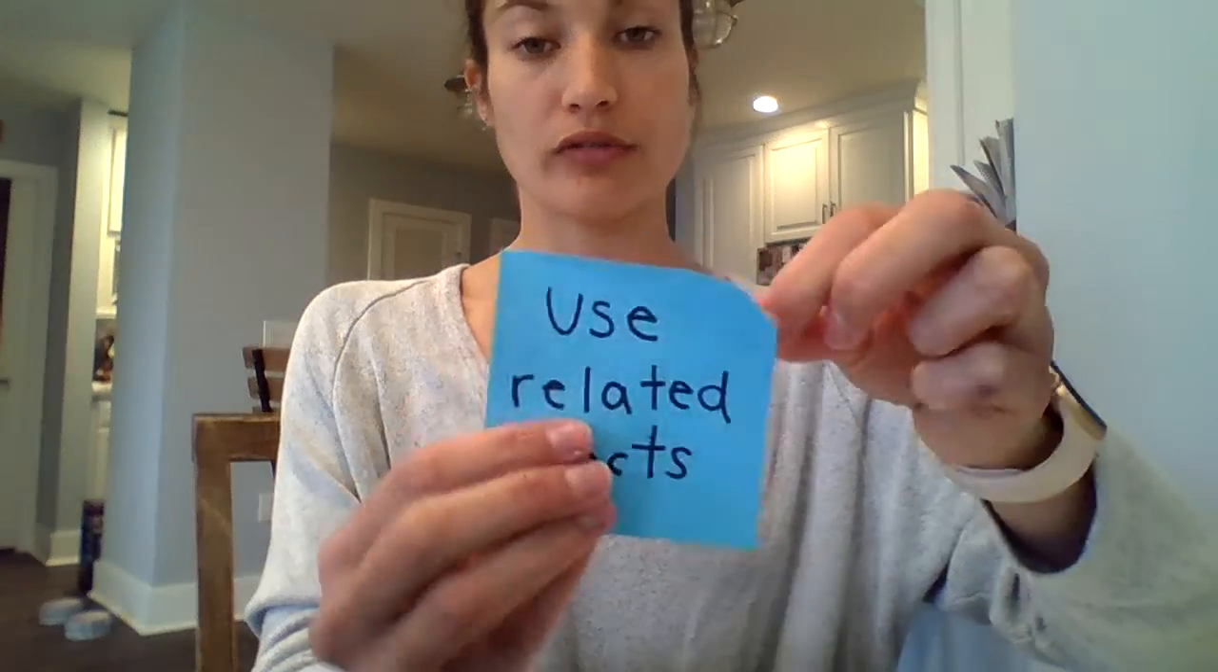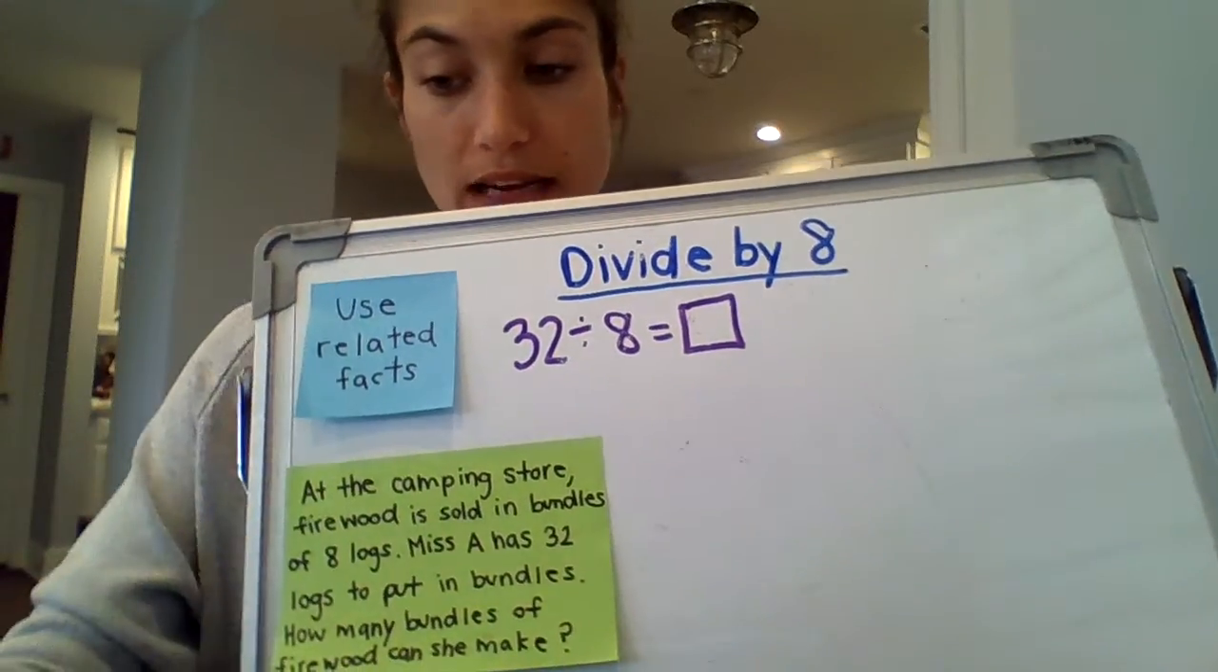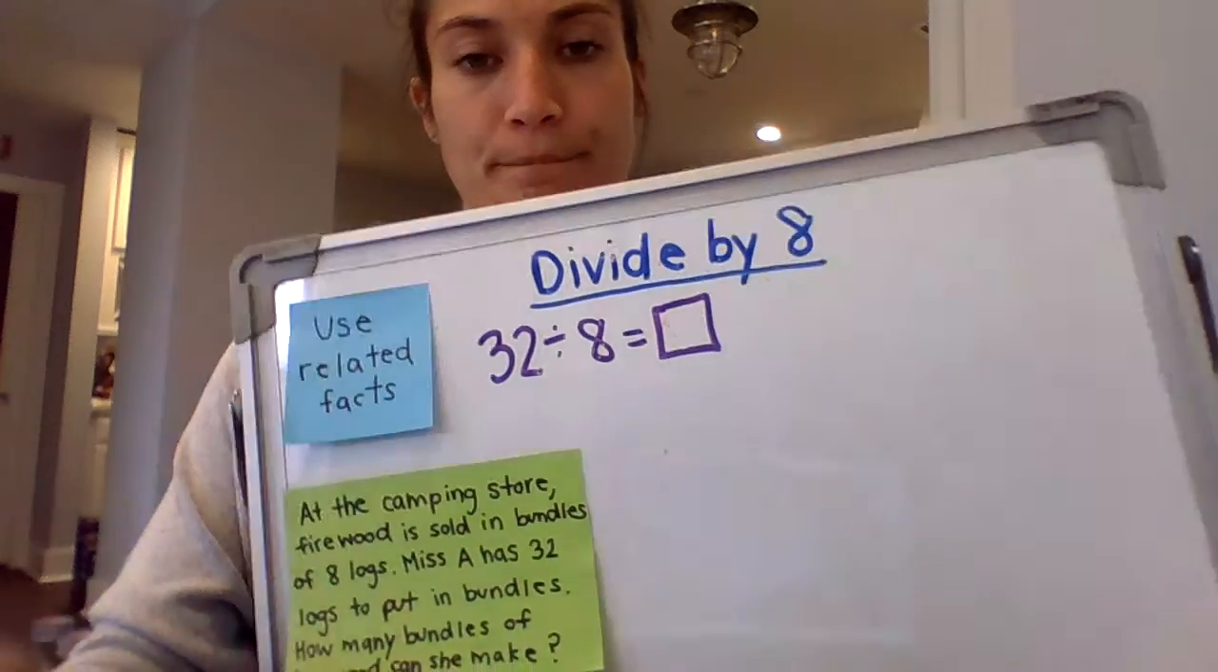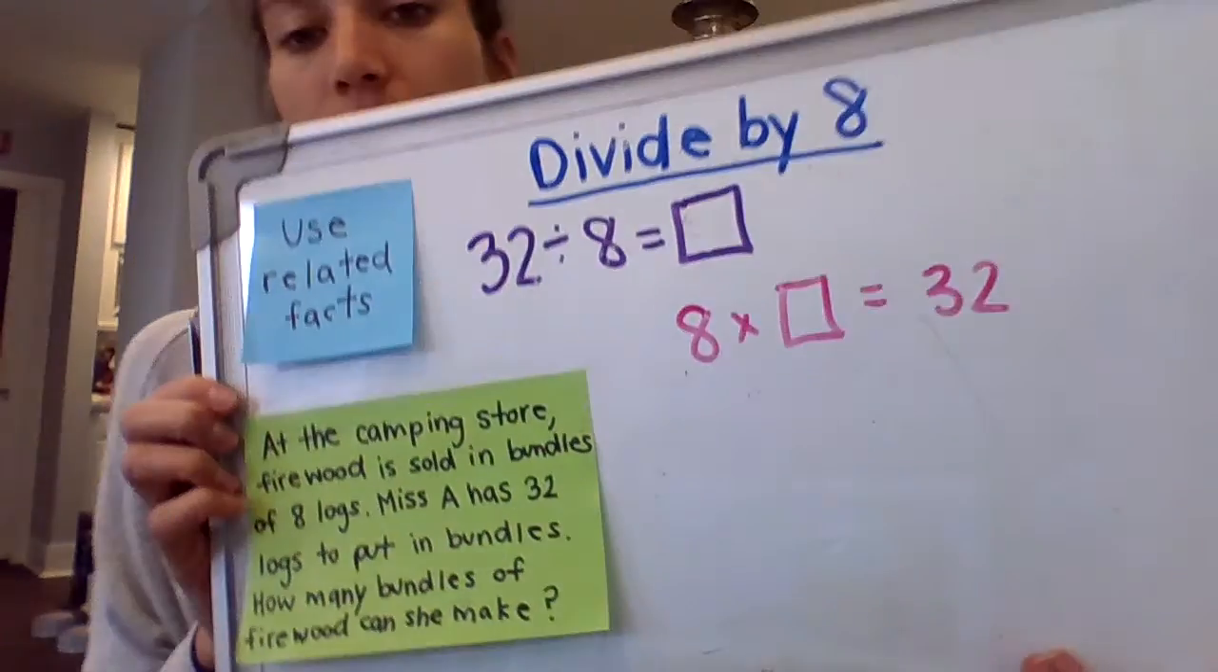Another strategy we can use, which we've been using a lot, is our related facts. Remember how the other day I said how important it is to know your multiplication facts when you are doing division, because it's related. They're opposites. They're inverse operations. So let's see if we get the same answer when we use related facts instead. So instead of thinking of 32 divided by 8, I now want to think, what is 8 times what equals 32? 8 times what equals 32?